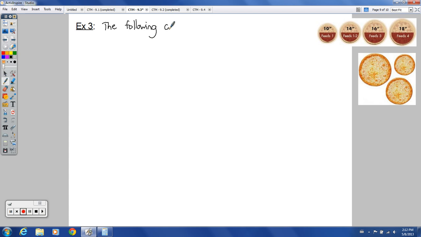I wondered this as I was your age growing up, like, okay, so this one cost a lot less, but am I really getting a better deal? This one costs more, but like how much more per square inch is kind of what we need to think about. So the following circles represent pizzas.